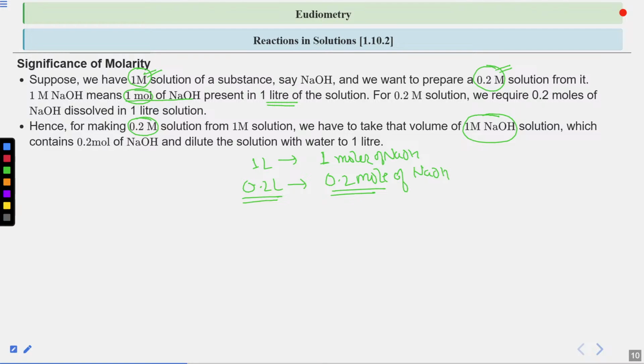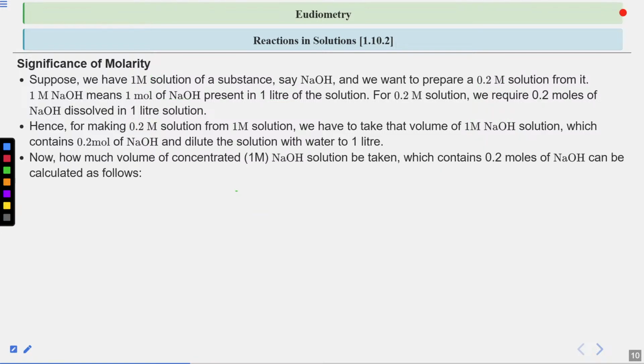So till this point we know that we have taken a solution in which the molarity is 1 molar, but the number of moles is 0.2. Okay, now what will we do next? Now we will add water to it. To that same 0.2 liter of 1 molar solution, we will add water, and we will keep on adding till the solution has a volume of 1 liter. If it is so, then we have our 0.2 molar solution.